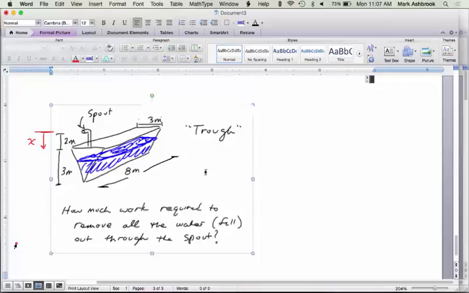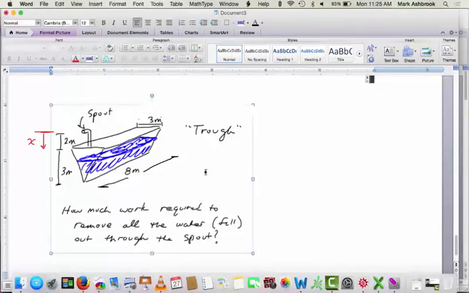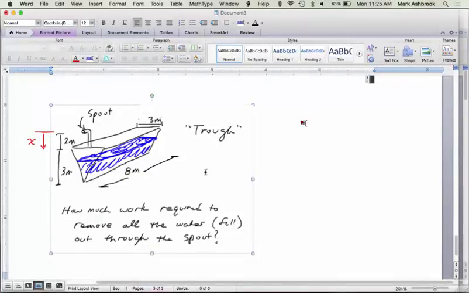Is that a rectangle? What's that? Is that a rectangle? You have all the dimensions. It's 3 meters deep, it's 3 meters wide, and 8 meters long. What's that? Shoot. How does it do that?